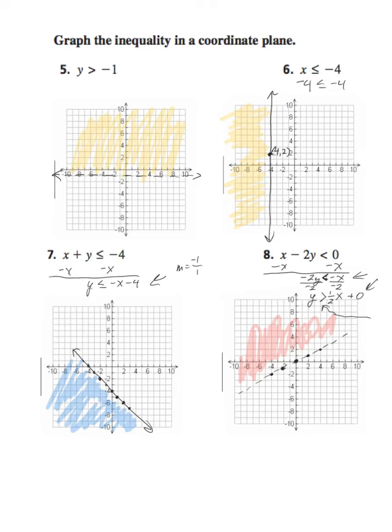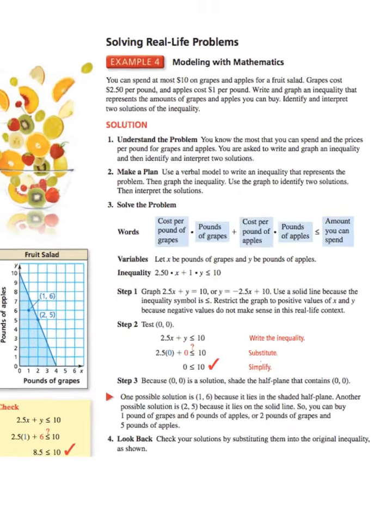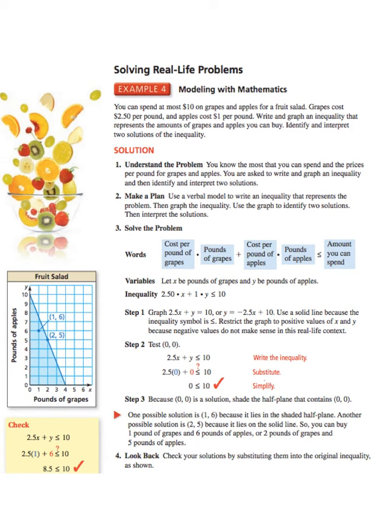So pretty much, you're going to be able to get through most of the homework from what we've done already. Now, this one here is a problem that I already wrote the solution for. Let me just read it to you. It said you can spend $10 on grapes and apples for a fruit salad. Grapes cost $2.50 a pound. Apples cost $1 per pound. Write a graph of an inequality that represents the amount of grapes and apples you can buy. Identify and interpret the two solutions.